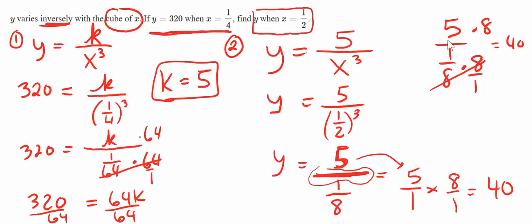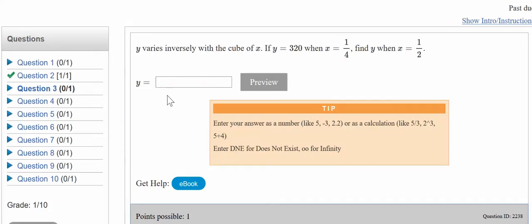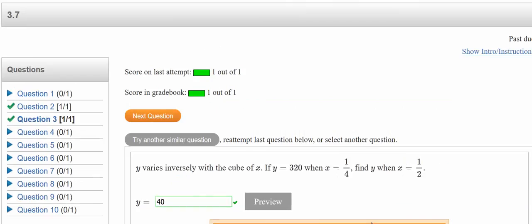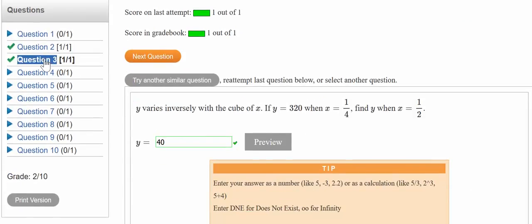And let's plug it in, see if we are right. All right, the answer was 40. At least that's what we got. Preview, just make sure we got it correct, and let's submit it. Cool, we are doing good. We're 2 for 2 here.